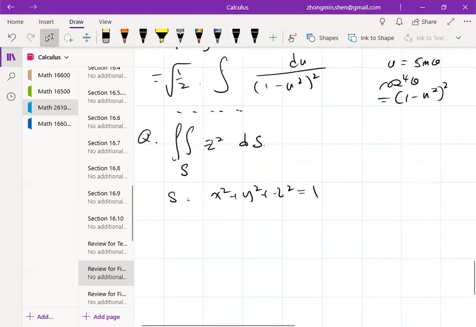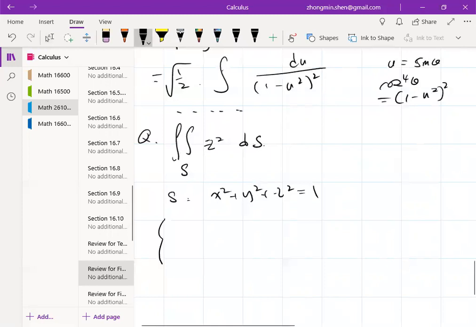Now for this problem, you can view it as a graph in a couple of ways. The sphere can be decomposed into two surfaces, the upper hemisphere and the lower hemisphere, and z squared is symmetric about the z-axis. So you just need to evaluate the integral over the upper hemisphere and multiply by 2. But what I'm going to do is not view the surface as a graph of a function. Instead, I'm going to parameterize the sphere.